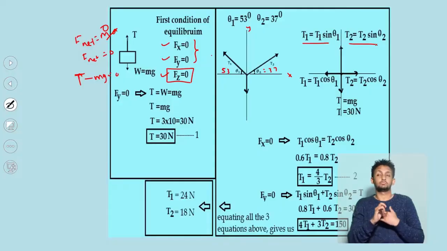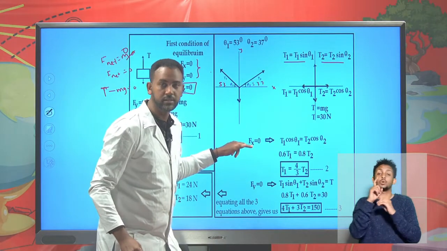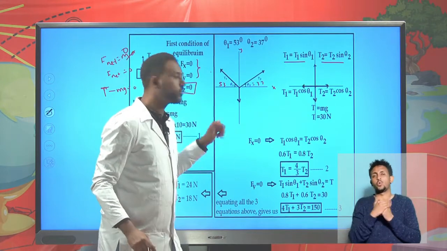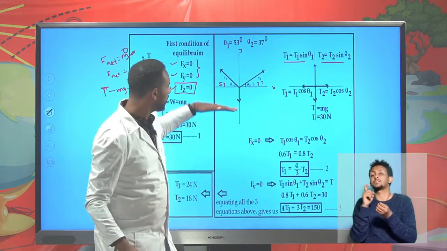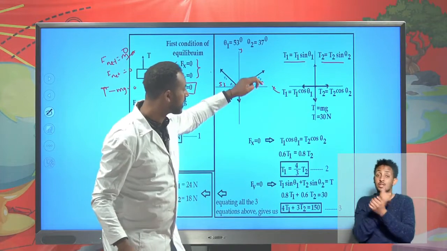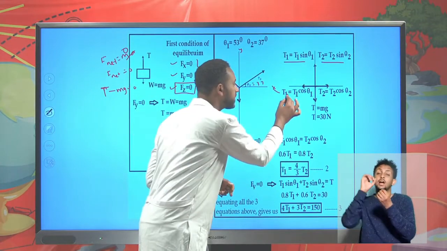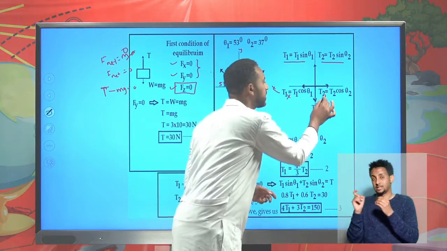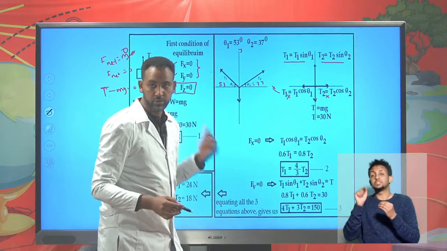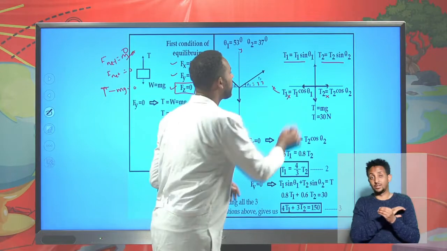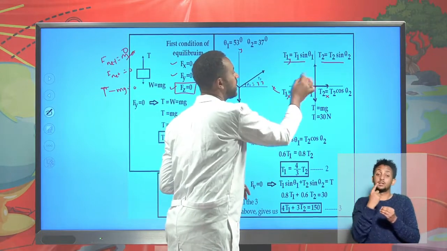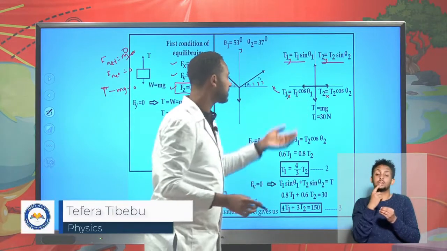The first law of equilibrium states that the net force along the x-axis should be 0, and the net force along the y-axis must be 0. What are the forces acting along the x-axis? The forces acting along the x-axis are T1 along x and T2 along x. These are the horizontal components. And the upward components are T1 along the y-axis and T2 along the y-axis.